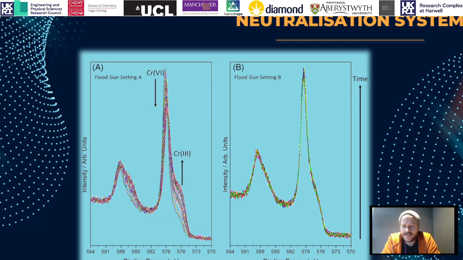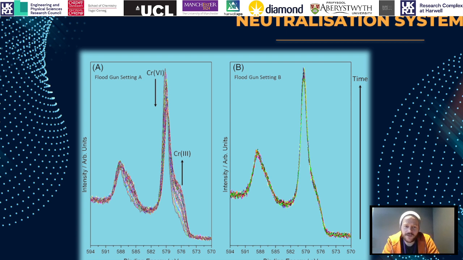Finally, the other thing to think about is your neutralization system. Charge compensation systems for insulating samples typically use a low energy electron flood gun. Some systems, for example the Thermo XPS systems, use a dual neutralization system which has a combination of low energy electrons and low energy argon ions. Now, one of the potential drawbacks of this is if you have a sample that is susceptible to damage from those argon ions, you might need to think about your flood gun settings.